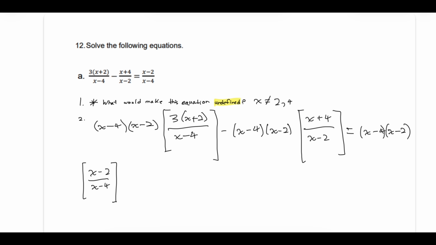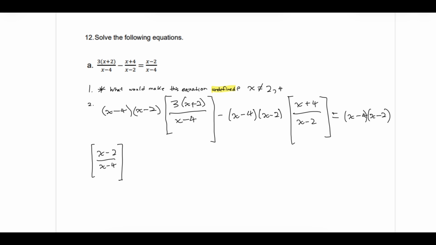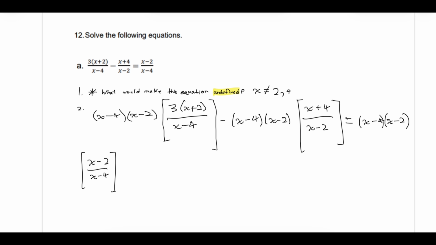Alright, so we multiplied each term by x minus 4 and x minus 2, but of course it's not simplified yet. We see that we can cancel these. So let's start canceling. Wait, what am I doing here? First, we want to make sure that we are canceling properly and not just start chopping and canceling any numbers that we can cancel just because the numbers are the same.